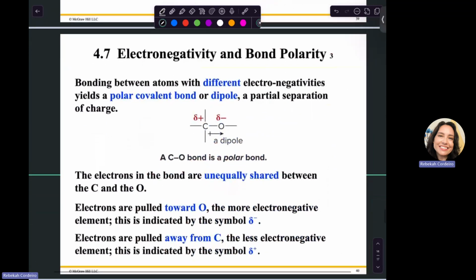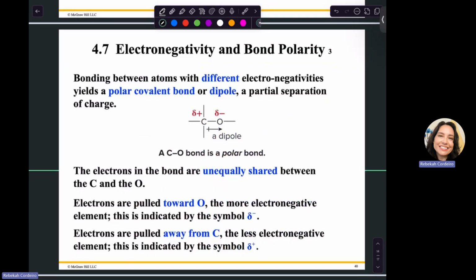Now, if we have a difference in electronegativity that's a little bit higher, we would call this a polar bond. You can call it a polar covalent bond. The word bond kind of indicates that we're talking about sharing. So you'll hear me just say polar bond a lot of times, but I'm talking about polar covalent bonds. And we can also call this a dipole. So a dipole is literally the polar bond.